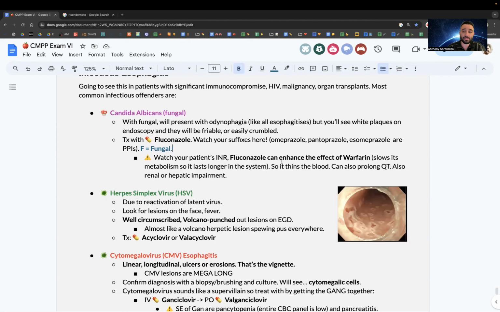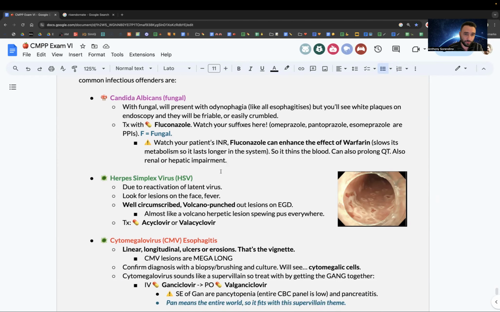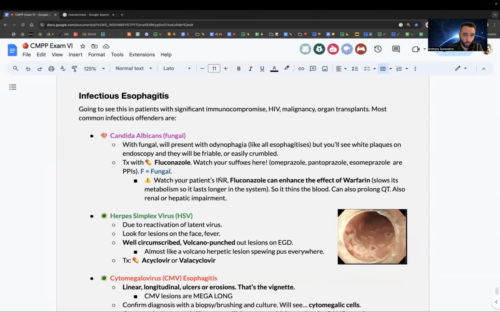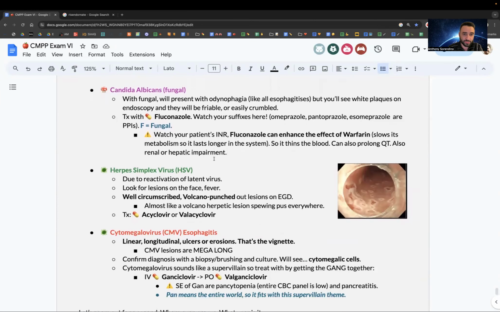So it can actually enhance the effect of warfarin, so it's going to thin the blood. And it can also prolong the QT, and it can cause renal or hepatic impairment. So really be careful there if you're giving fluconazole for fungal infectious esophagitis.